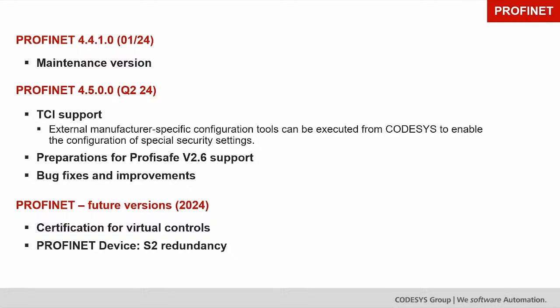We have also been working intensively on Profinet. In addition to patch 4.4.1 with an important bug fix in January, we will soon be releasing version 4.5. This will also contain bug fixes and several improvements. TCI in the safety area should be mentioned here in particular. This allows you to call up external tools provided by the device manufacturer. These tools connect to the ProfiSafe device via our Profinet stack and enable safe parameterization. In general, the new version will contain the necessary requirements for ProfiSafe 2.6. Further versions are planned for the second half of the year, including certification for virtual controllers, as soon as this has been defined by the P&O. And in the area of redundancy, the focus is on S2 redundancy.